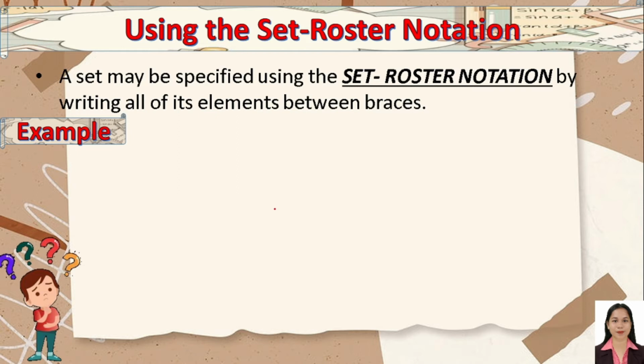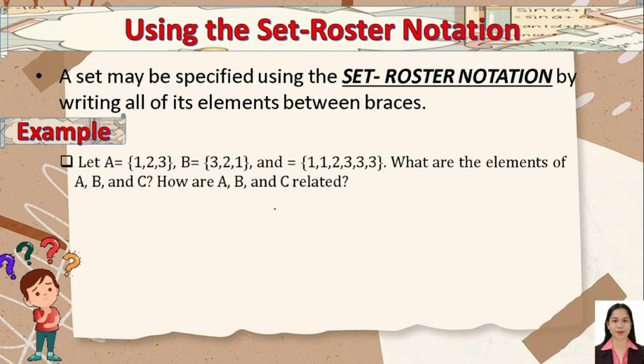of its elements between braces. Example, let A is equal to {1, 2, 3}, B is equal to {3, 2, 1}, and C is equal to {1, 2, 3, 3, 3}. So what are the elements of A, B, and C, and how are A, B, and C related?